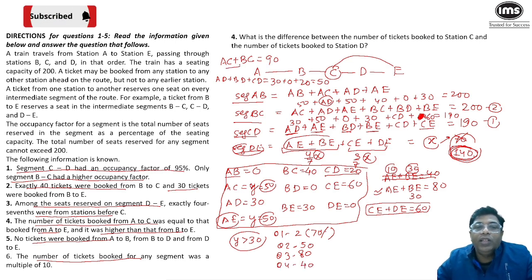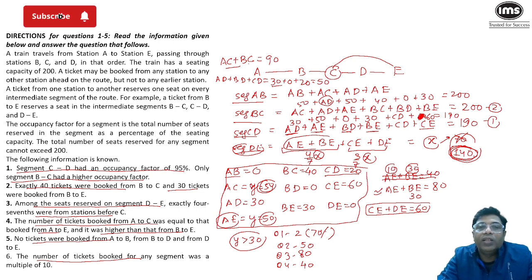Got it? AC plus BC. So AC is 50 and BC is 40. So this makes it 90. And to station D is from A to D, B to D and C to D. So you can calculate 30, then 0, then 20. So this value is 50, so the difference has to be 40.